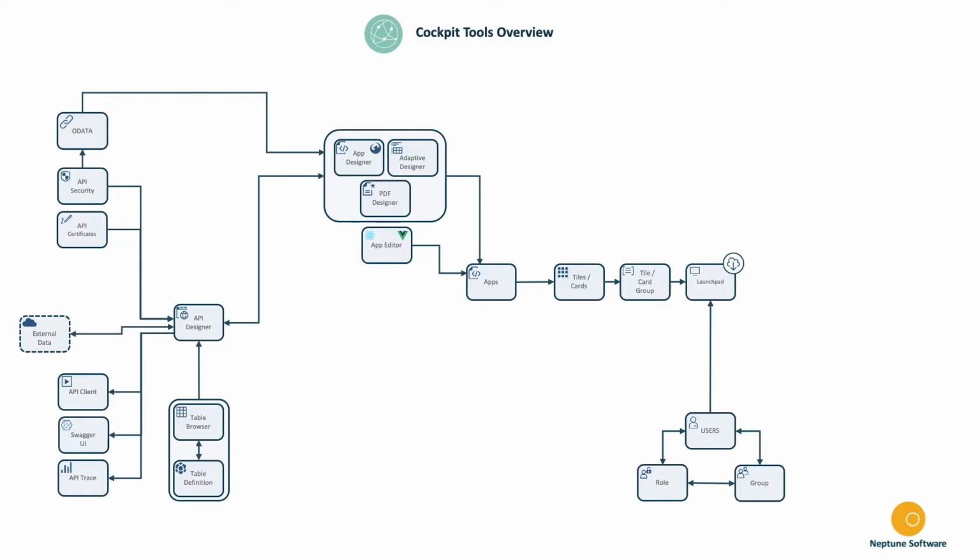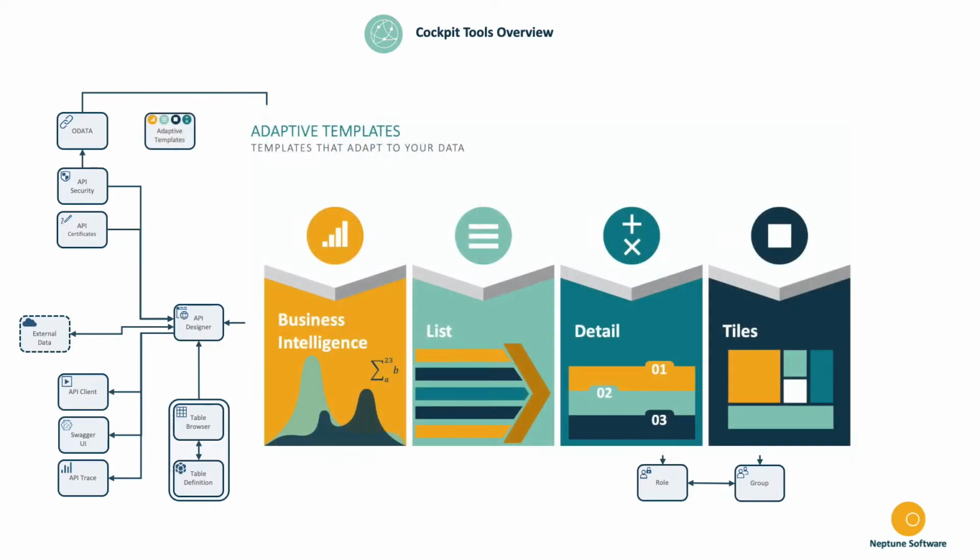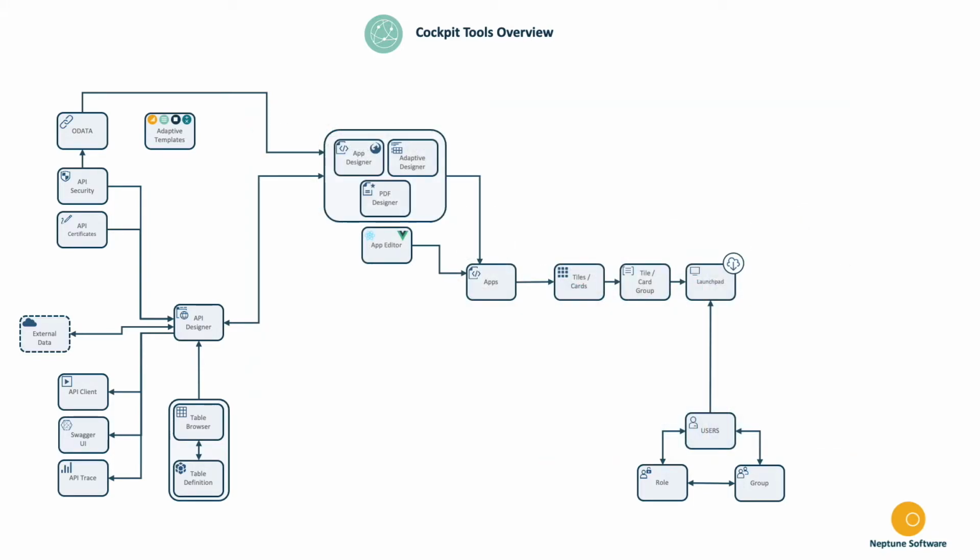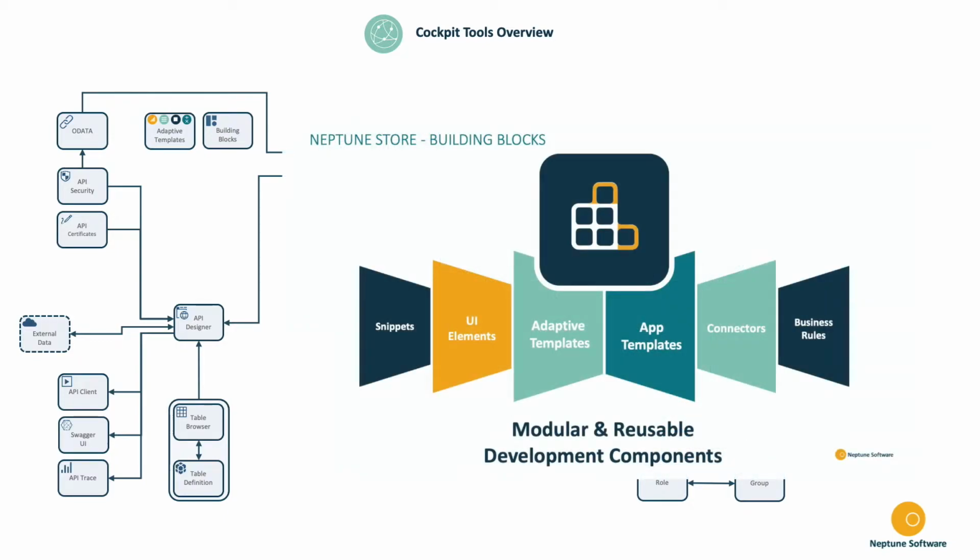Now, earlier we were introduced to the adaptive designer. I mentioned it utilizes adaptive templates to form the foundations of the apps. I also want to introduce the concept of application building blocks, which are the new way for Neptune developers to accelerate their application development process. Application building blocks are the components that you can use as an application developer to build Neptune apps.